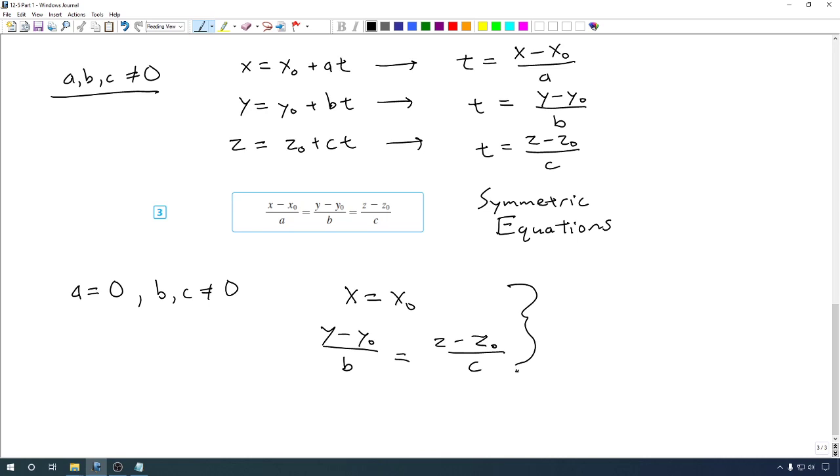But I only really bring up symmetric equations here because some of the online homework questions will ask you for symmetric equations. Like I said, I do just prefer using the parametric ones because they make a little more sense to me. But if you want to use symmetric equations, there they are.